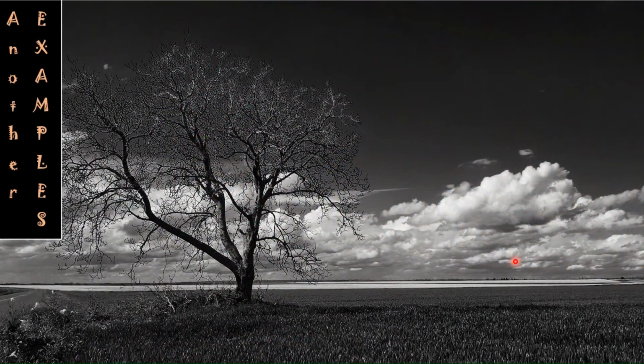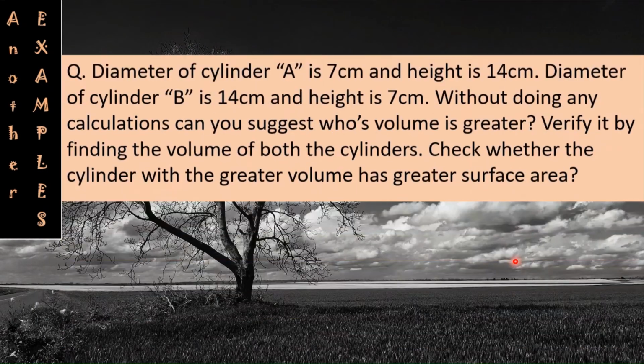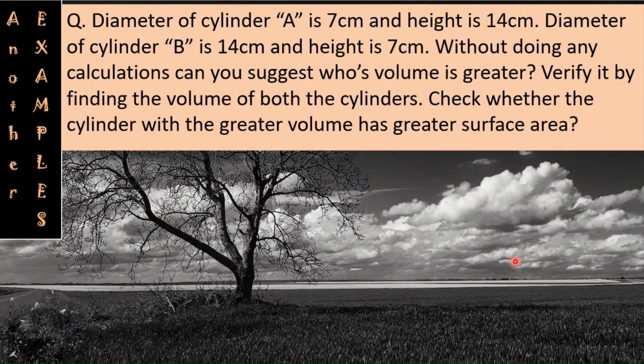Can we try the second question? Another example. Okay, diameter of cylinder A is 7 centimeter and height is 14 centimeter. Diameter of cylinder B is 14 centimeter and height is 7 centimeter. That means there are two cylinders. So cylinder A, first one, diameter is 7 and the height is 14. Another one, it is in the reverse direction. Diameter is 14 and the height is 7.